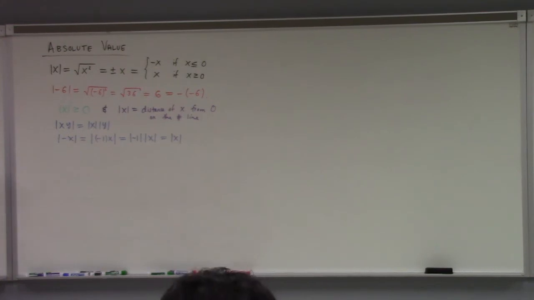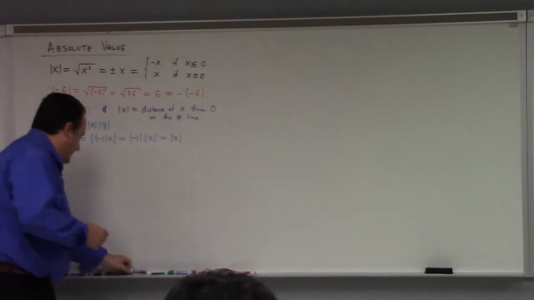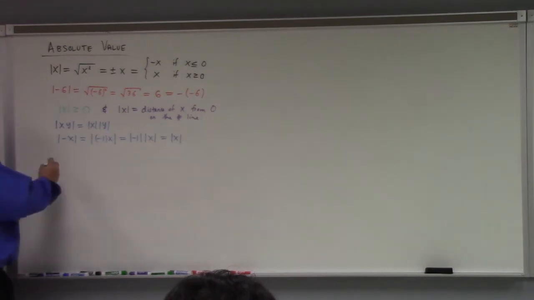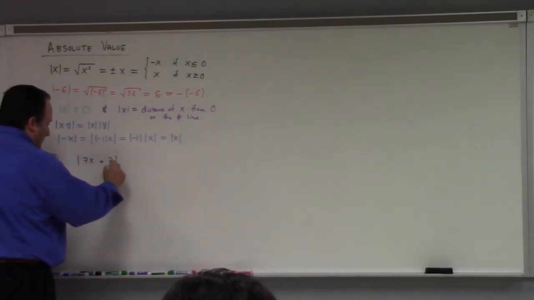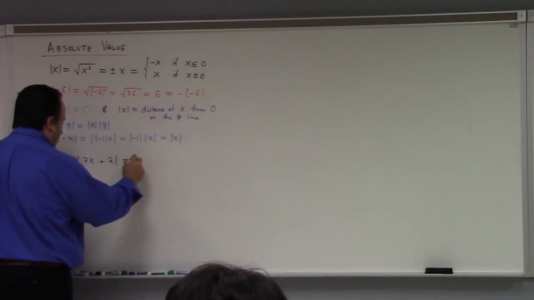Okay, so there's more you can say about absolute value, but there's a quick reminder, this is absolute value, all right? So let's look at an example, and I think this will be example 3. And let's suppose we want to solve the absolute value of, let's say, 7x plus 2 equals to, I don't know, 5.